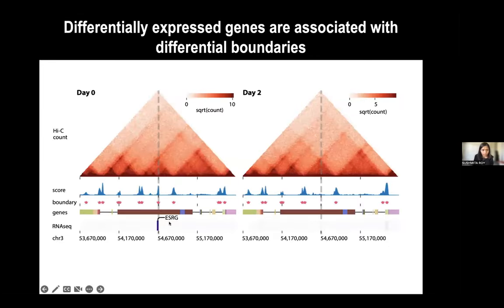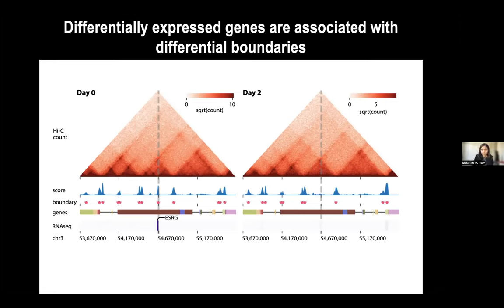And here's an example of a particular gene. This is actually a lincRNA, and it also overlaps with endogenous retroviruses, which have been shown to be important for establishing the embryonic stem cell state. And this ESRG gene is a particular marker for the pluripotency state. And what we see is that it's highly expressed. So this is the RNA-seq track. It nicely sits at this boundary, which is present only in the embryonic stem cell state, but is no longer there in the other time point.